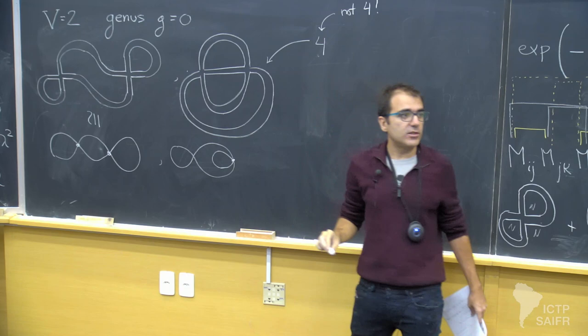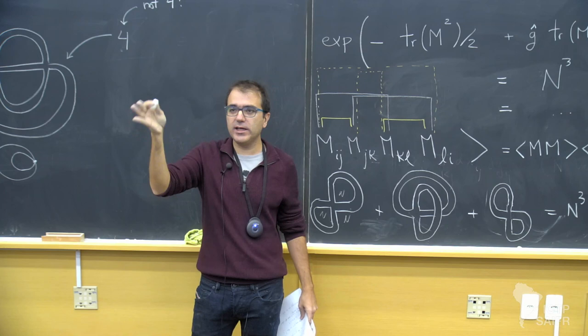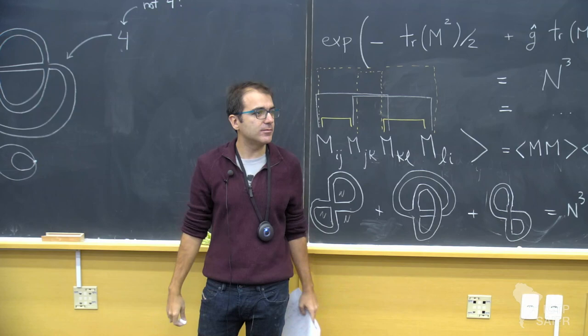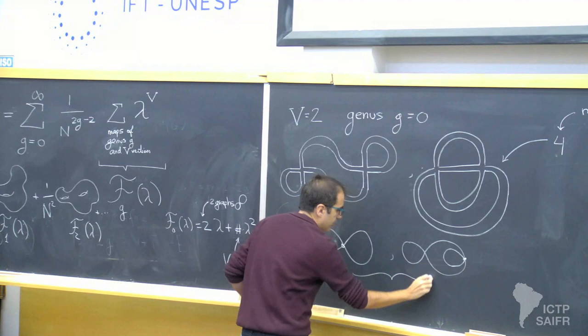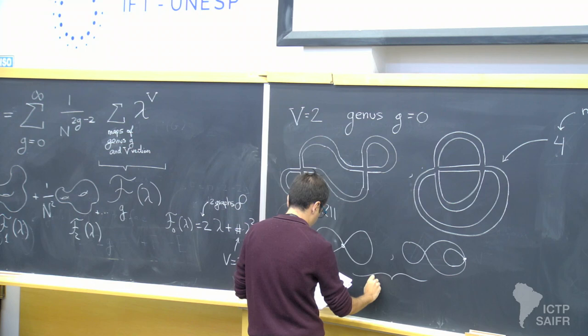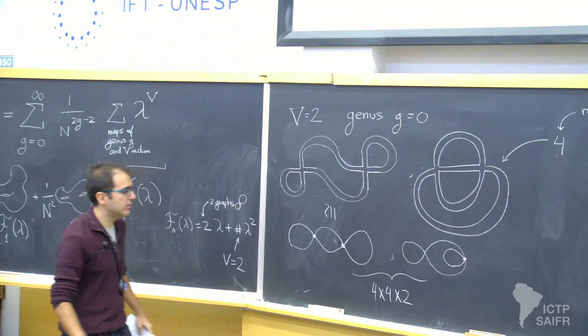You see that 4 factorial is 24. Four go here. The other 20 are higher genus. They are connected in a way that I cannot draw in the plane. I just want the planar one. Okay, and here, for this type of graphs, we get 4 times 4 times 2. That's the number that would come out. Let me just explain this.